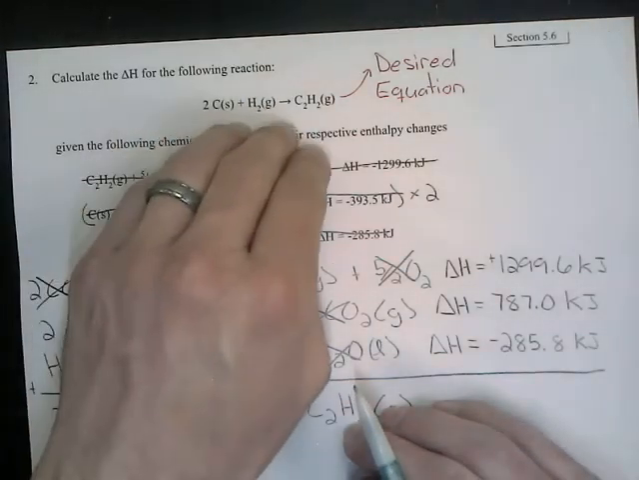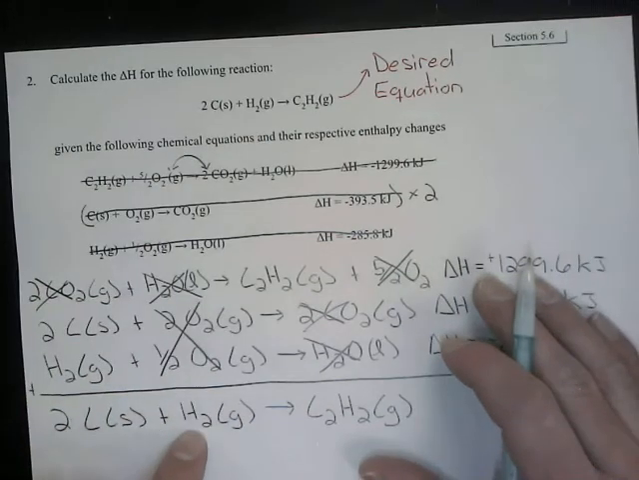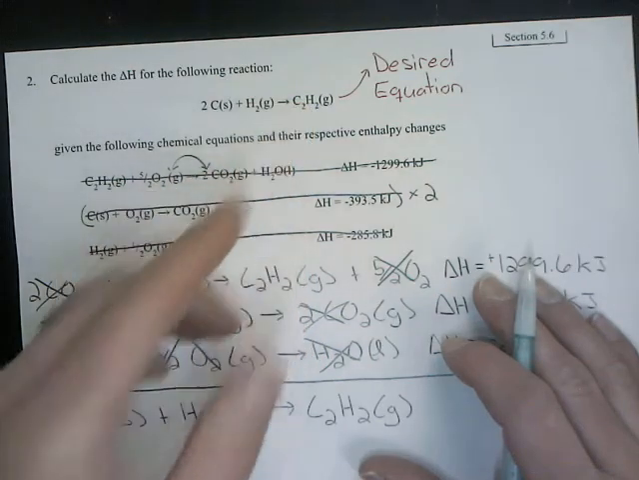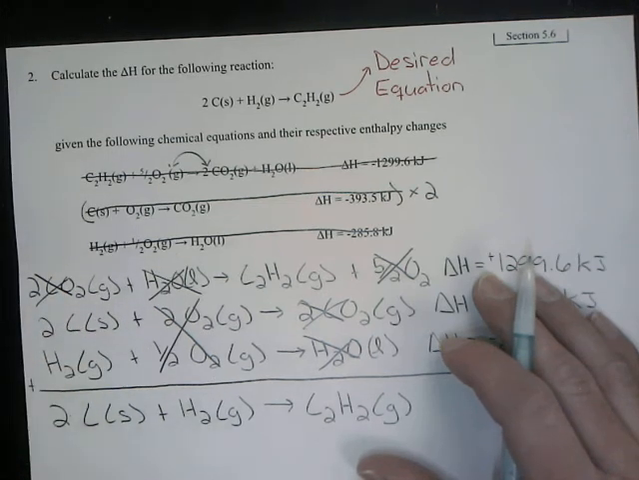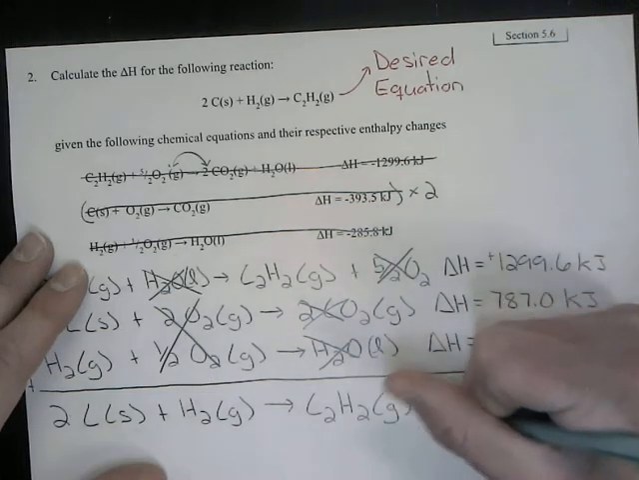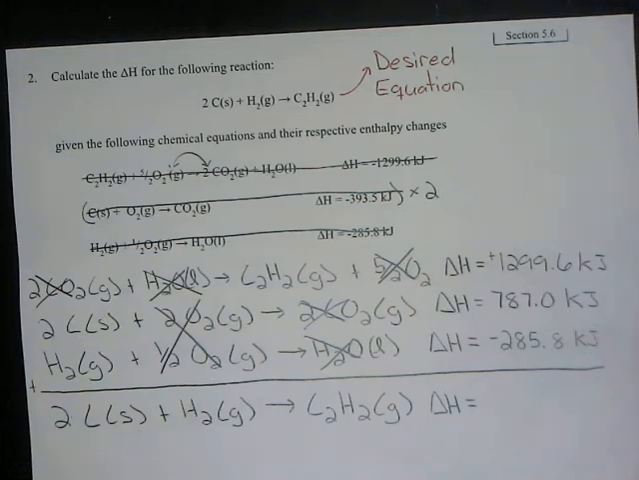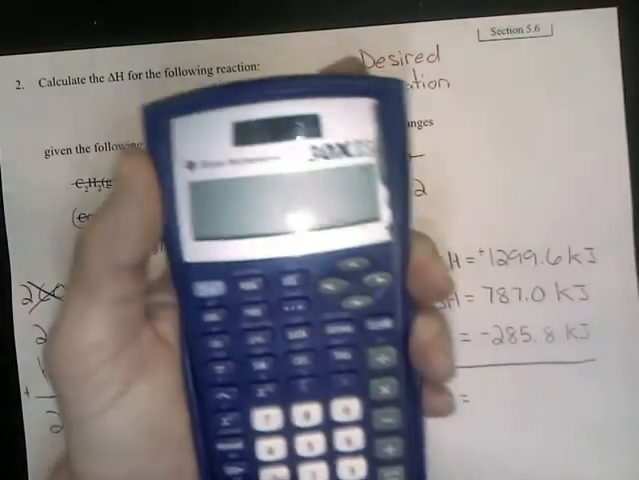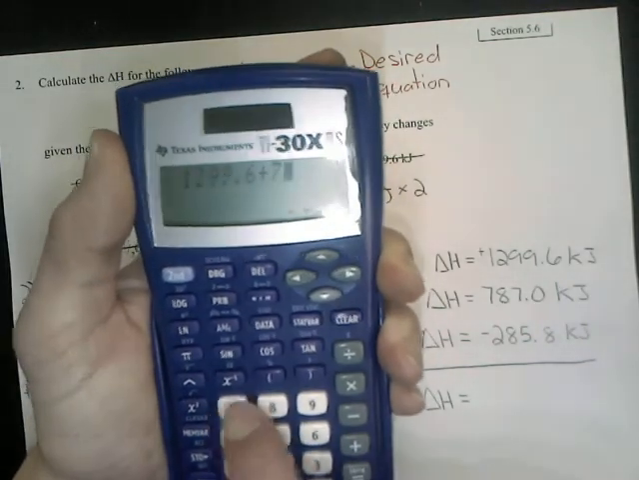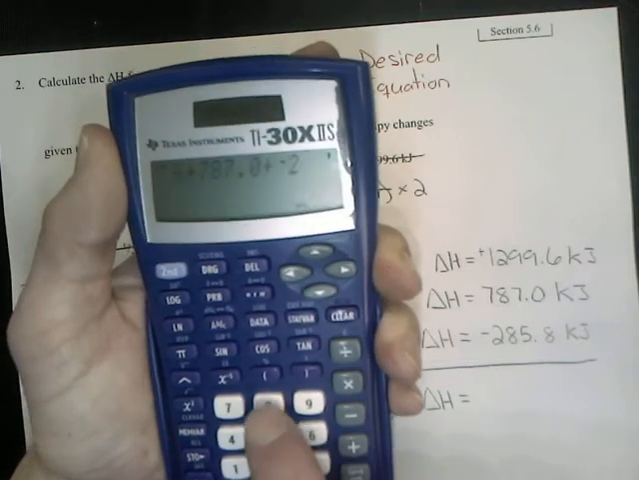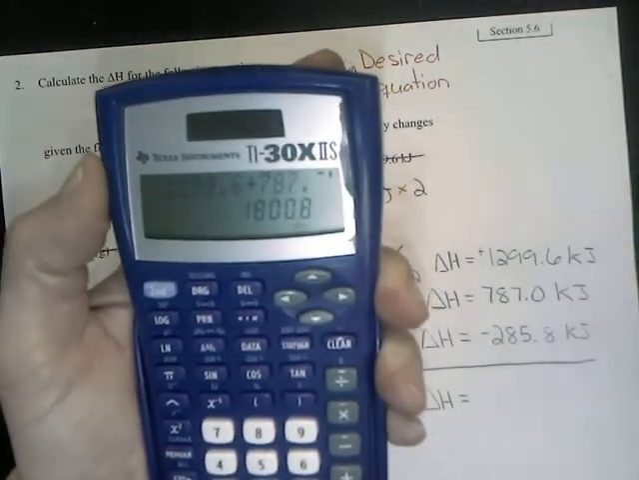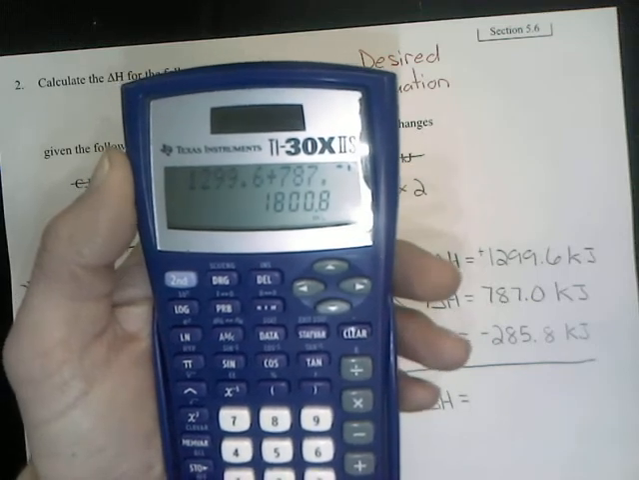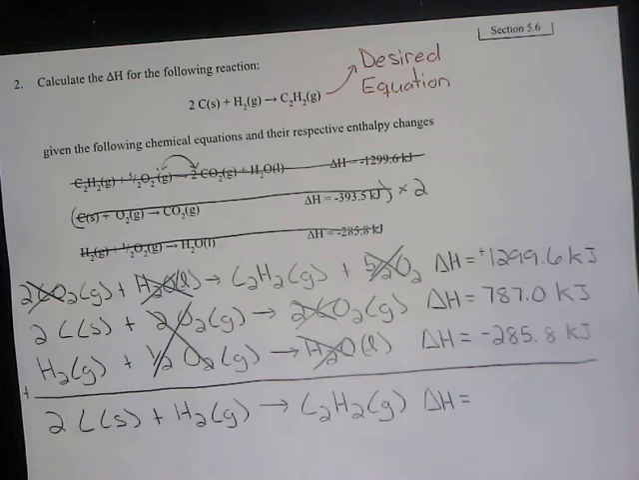Now this is our double check. This equation needs to look exactly like our desired equation. So we have 2 carbons, 2 carbons. We have 1 H2, 1 H2. We have 1 C2H2, 1 C2H2. So our equations match. It's kind of a good thumbs up. If that is the case, then we just add our delta H's together. And we've already manipulated these things, so we don't need to worry about them. And so all we need to do, we're going to take 1299.6 plus 787.0 plus a negative 285.8, and we get a value here of 1,800 kilojoules.